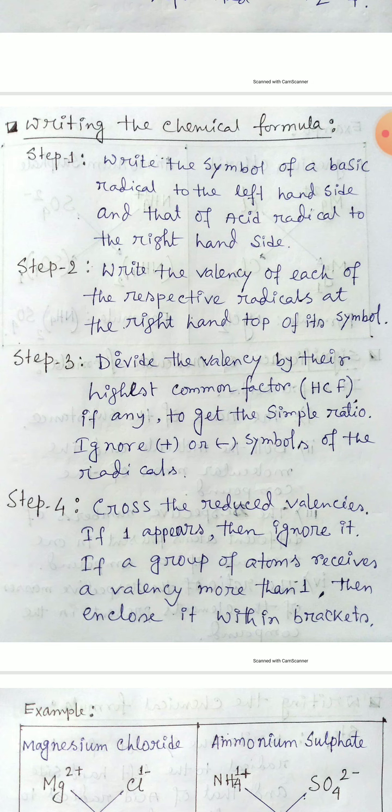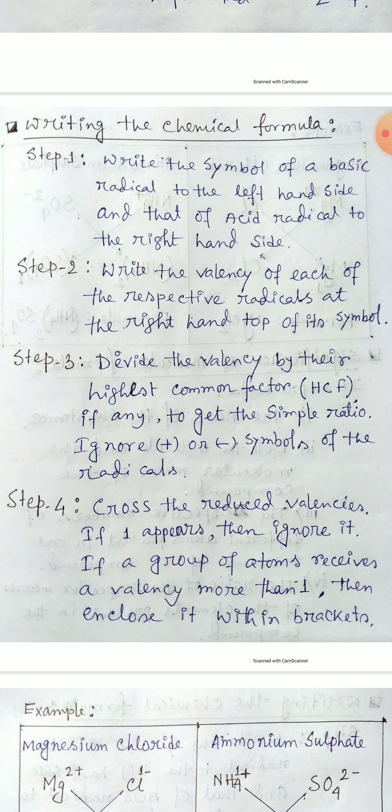In the next step, you have to write down the valency of each respective radical at the right hand top of its symbol. Now third step, divide the symbol valency by their highest common factor HCF, if any, to get the simple ratio. You have to ignore the charge, plus or minus.